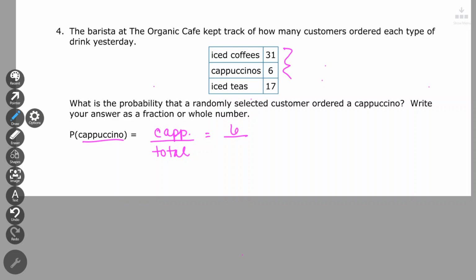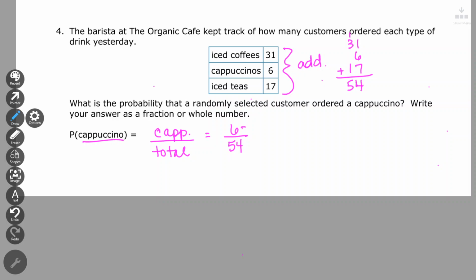Now, what we have to do is we have to add all of these together to get the total. Okay, so we've got to say, all right, 31 plus 6 plus 17, and that's going to give us the total. 1 plus 6 is 7. 7 plus 7 is 14. Put down the 4, carry the 1. 1 plus 3 is 4, plus 1 is 5. So we have a total of 54 drinks. All right, so we know that 6 out of 54 drinks ordered were cappuccinos.